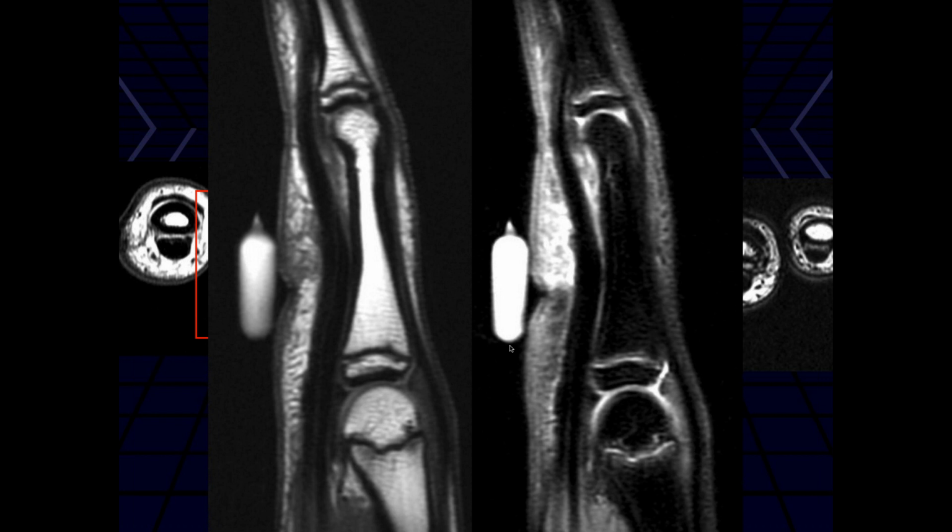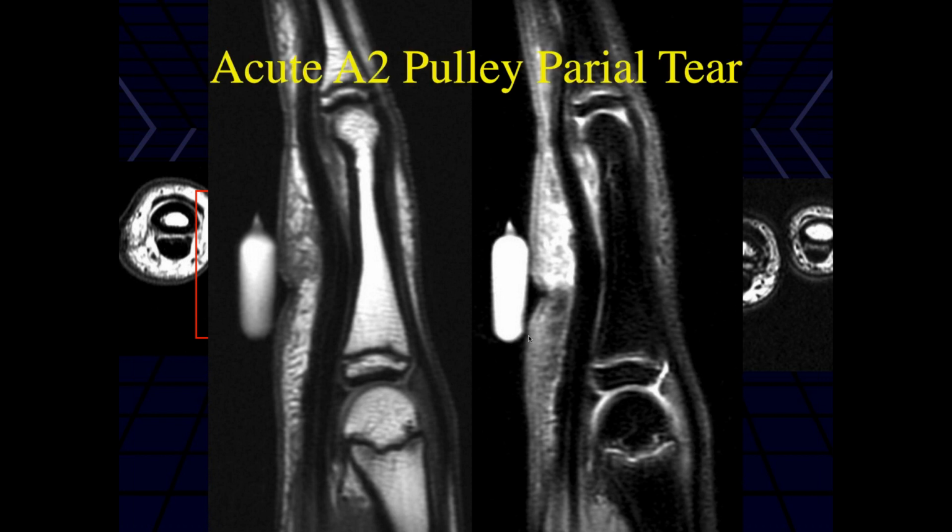And you can see that here. You can see a little bit more soft tissue edema. I honestly don't think there's a complete tear here. I think the pulley is intact. Here we actually don't see displacement of the flexor tendons. There's thickening of the pulley, so this was a partial tear. It was treated conservatively, but once you get displacement, I don't call them partial anymore.